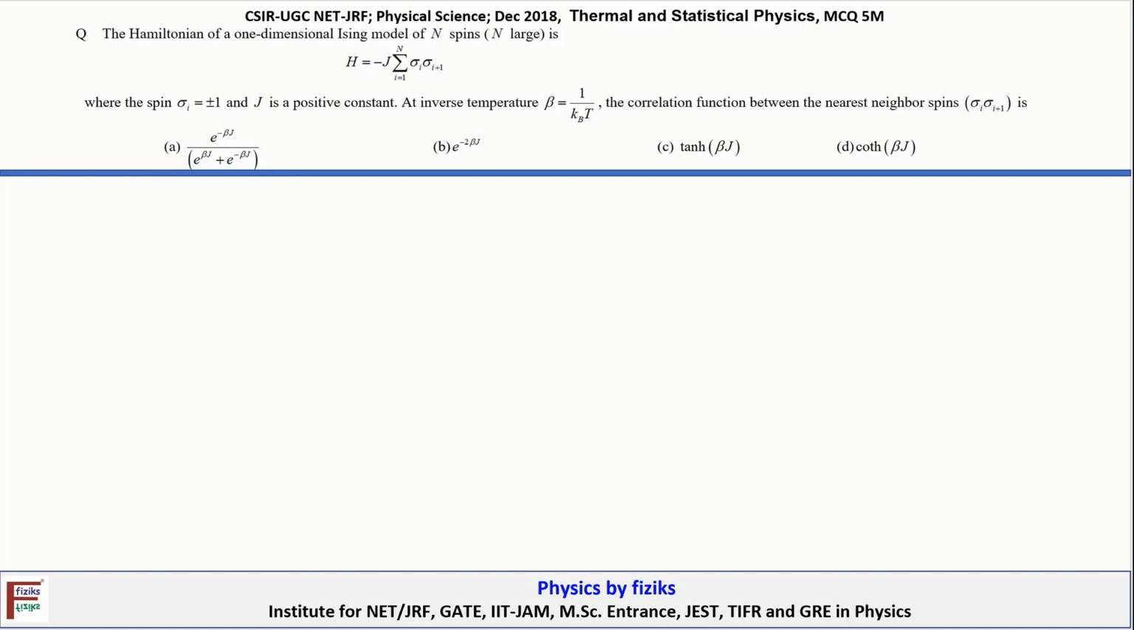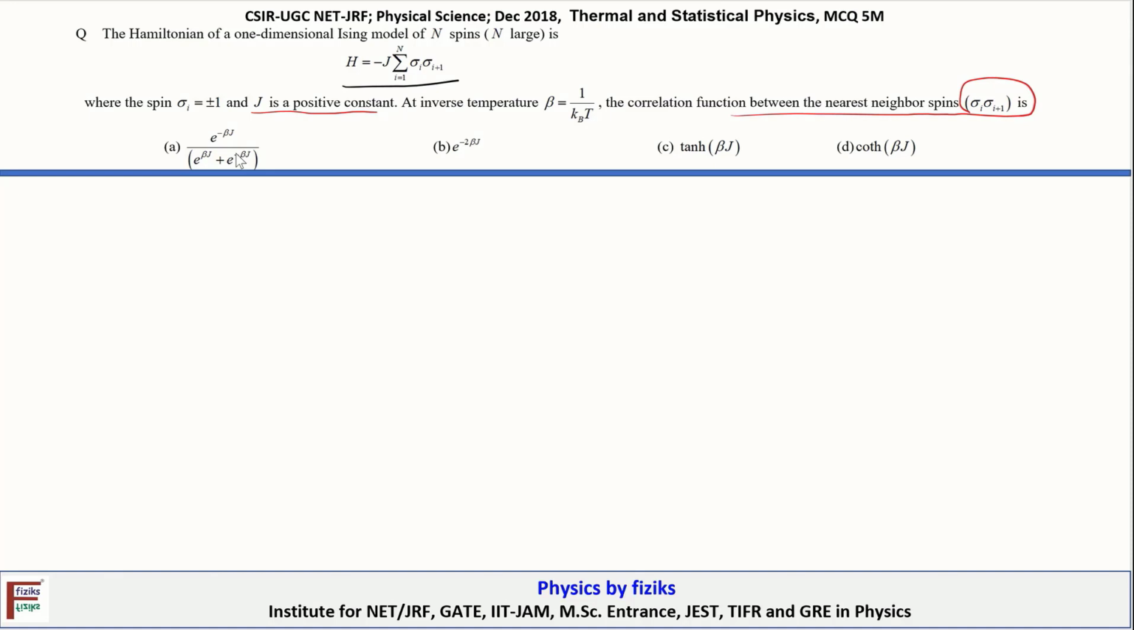It is basically from the Ising model. The Hamiltonian of one-dimensional Ising model of n spin, where n is very large, is given by this expression here. Here the spins sigma i can take value either plus 1 or minus 1 depending upon whether it's aligned in the upward direction or downward direction, and J is given to be a positive constant. At inverse temperature, the correlation function between the nearest neighbor spins, we have to find the value of sigma i sigma i plus 1.